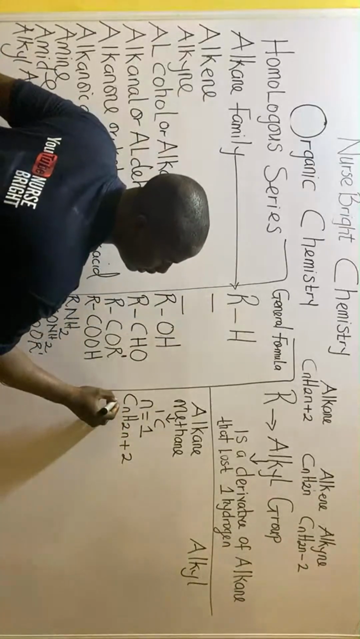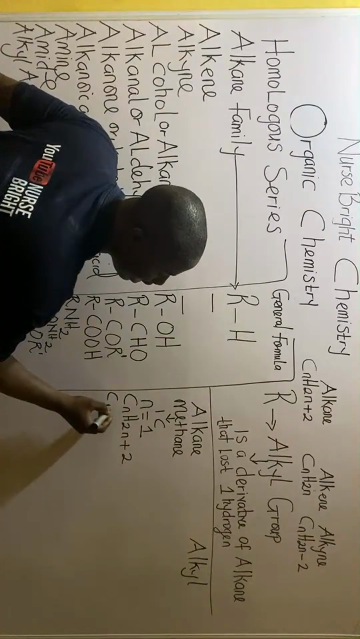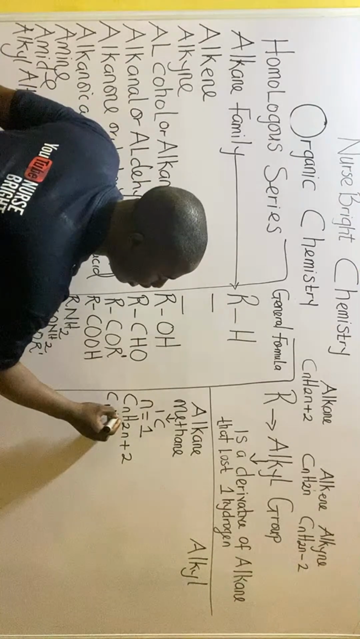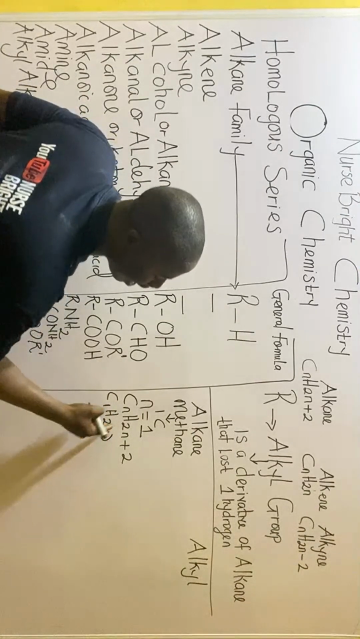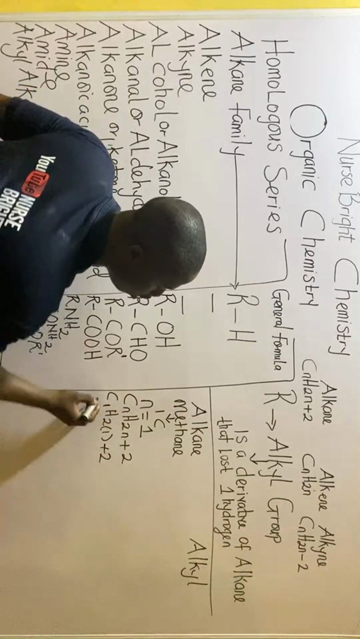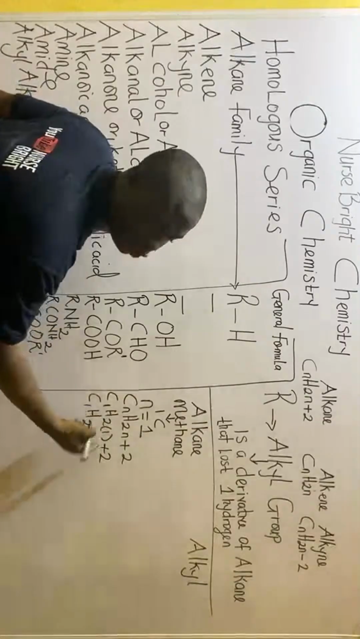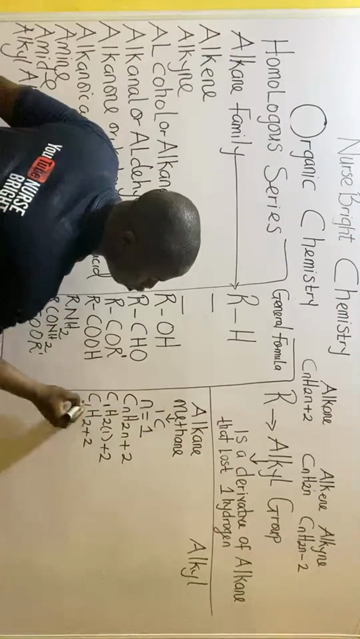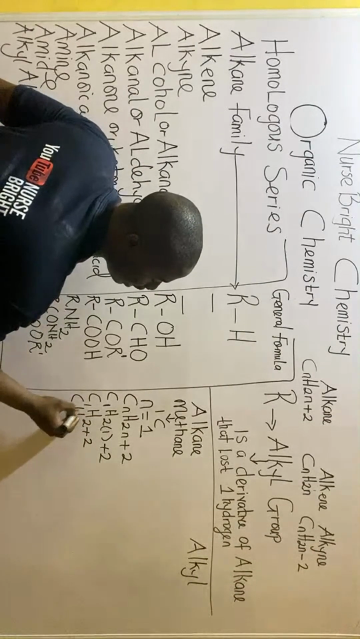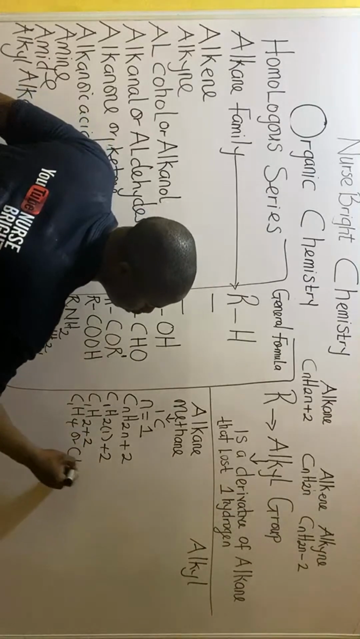So then C1, H2 times 1 plus 2. So C1, H2 because 2 times 1 is 2, plus 2. So you get C1H4, which is the same as CH4.